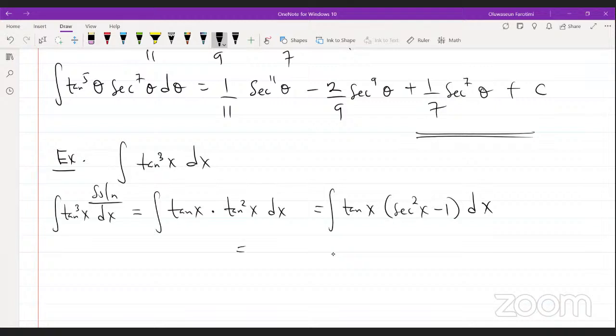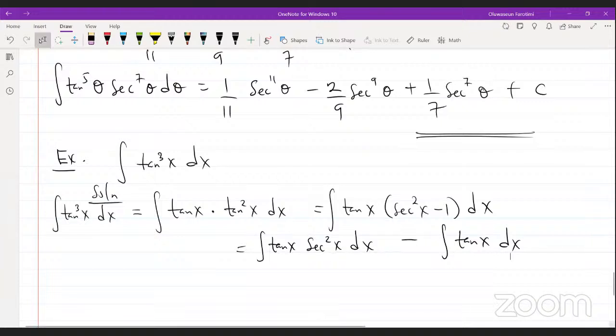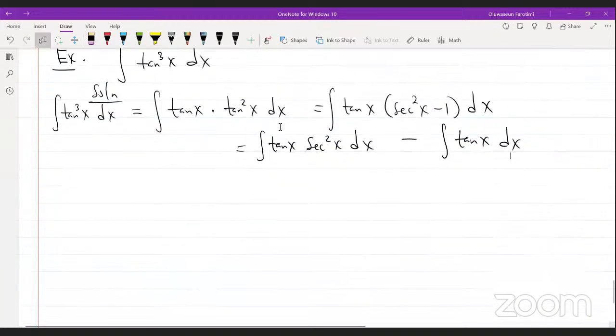I can multiply through by tan. If I even want to make life better, I can just multiply by tan. In that case, what happens? I'm going to have the integral of tan x secant squared x dx, minus the integral of tan of x dx. Sometimes you have to split it in this nature because one part is easier than the other. Then you can just deal with the technical parts.